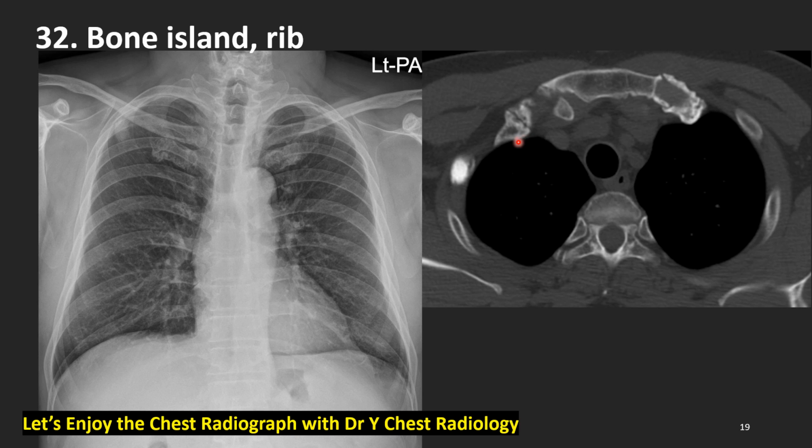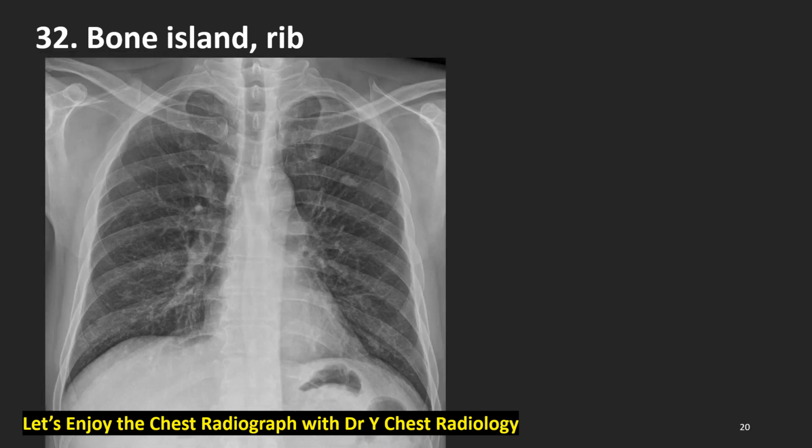Please pay attention to this one and this one. First costochondral junction, so-called student tumor. I'll show you more later. This middle-aged man's chest radiograph is not a question for you anymore, isn't it? Yes, correct. Bone island of the rib.